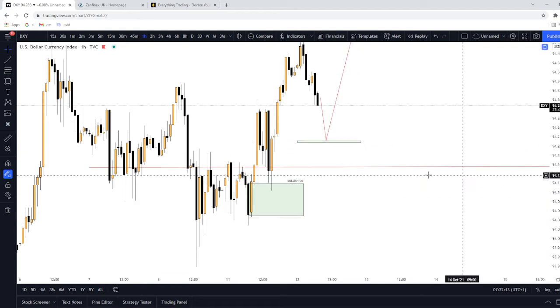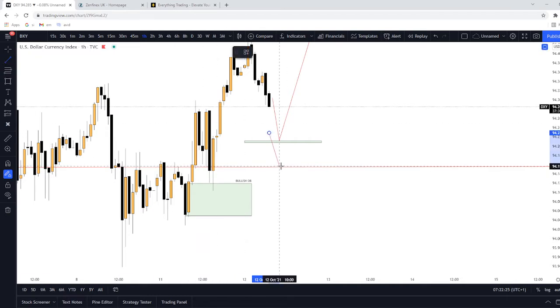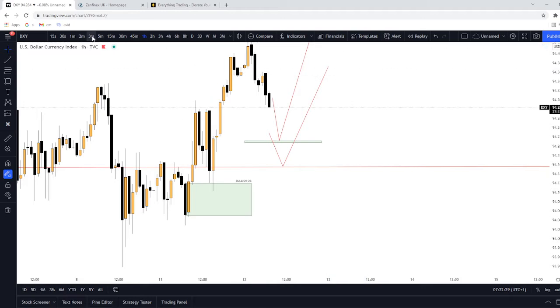Or if we break below this point, I do remember that the 50% here, we do have 50% of the daily institutional candle as well, the daily order block. So we can also see a move lower into this zone before we get the next move up.